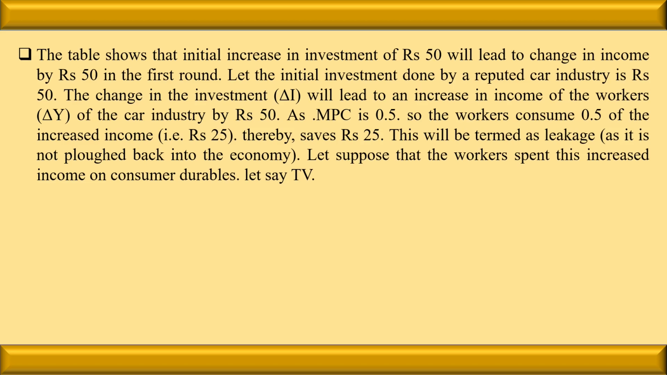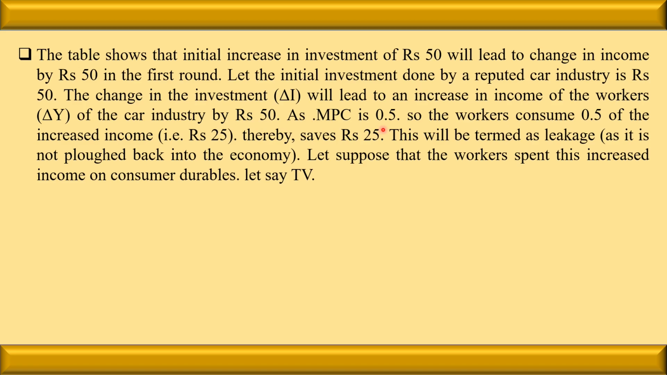And once again we try to discuss the table so that the thing becomes much clearer to us. The table shows that the initial increase in the investment is 50, which leads to a change in the income by 50 in the first round. We have discussed that with the initial investment, the income of the people will increase by the same amount. Let the initial investment done by a reputed car industry be 50. The change in the investment will lead to an increase in the income of the workers of the car industry by 50.